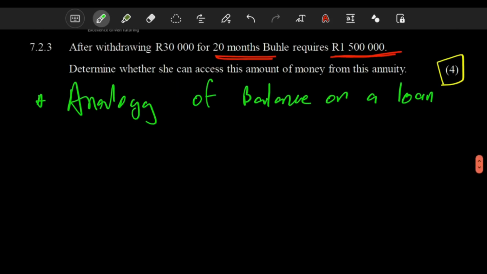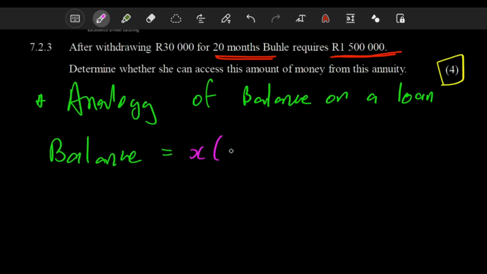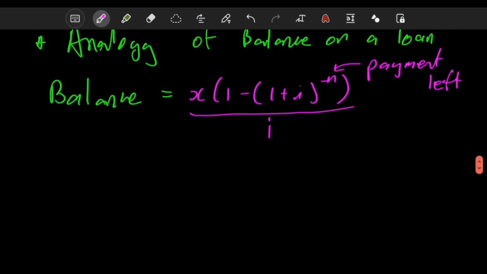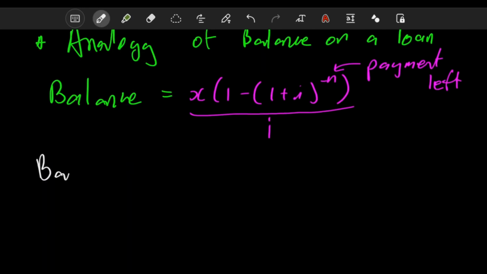So when we get the balance on a loan, there are two formulas. You can just use the normal P formula, balance. The normal P formula, if you're going to use it to get the balance on a loan, you have to make sure that your value of N is the amount of payments that are left. And this is what I mean. You see, this here will always be payments left, not the payments that have been made. And then this thing here will be over i. This is one formula for balance on a loan. The other one is if you say A minus F.